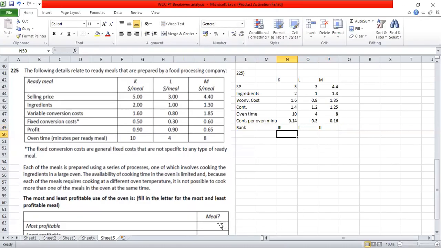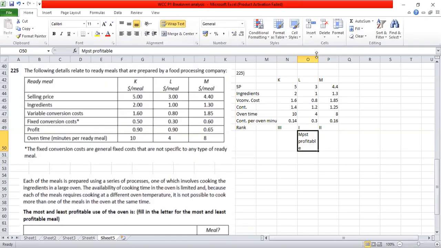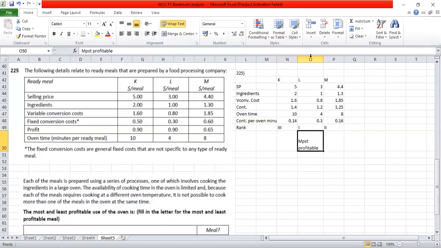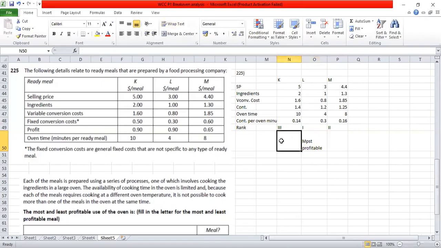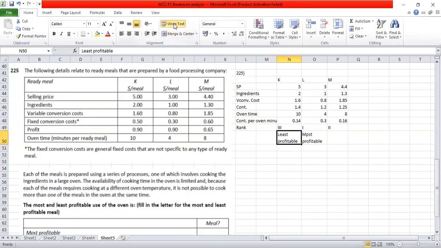So most profitable is L. Then we see, least profitable will be K.